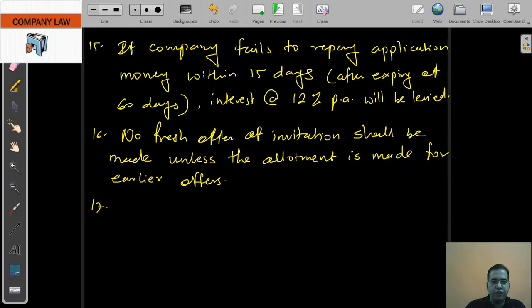And the last point we can say is about the penalty. So what can be the penalty? If a company makes an offer or accepts money in contravention of this provision, like in the Sahara Group case, its promoters and directors can be held liable for a penalty which may extend to the amount raised or 2 crores, whichever is lower.